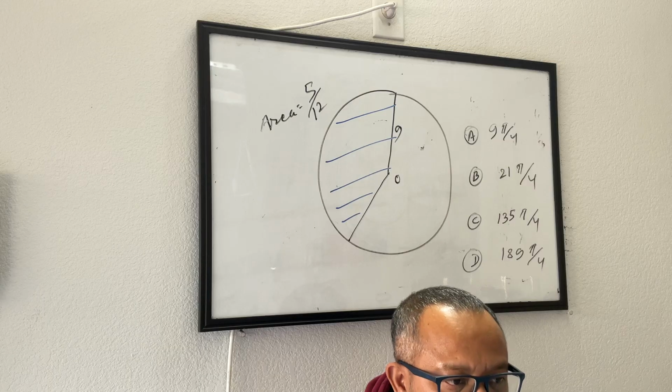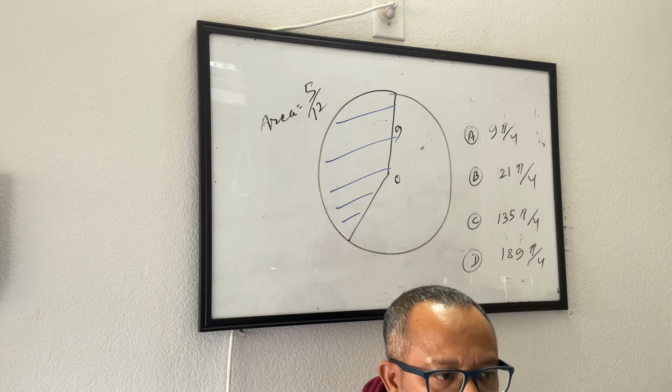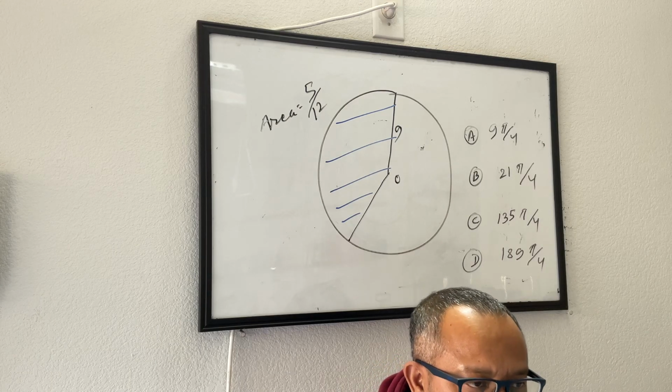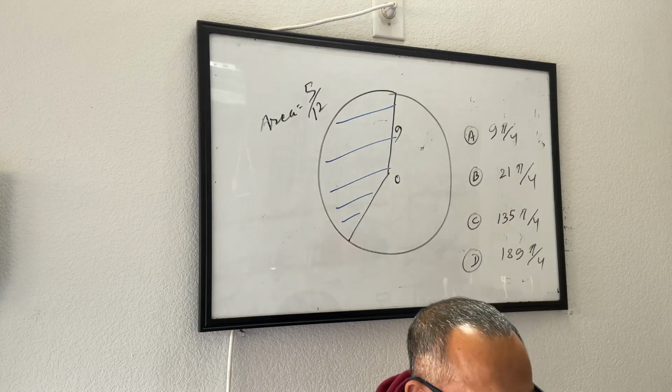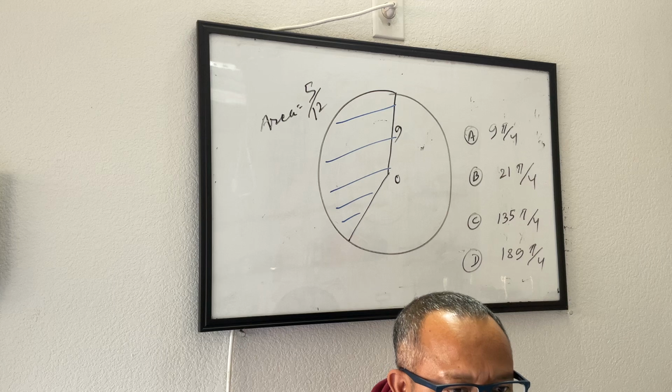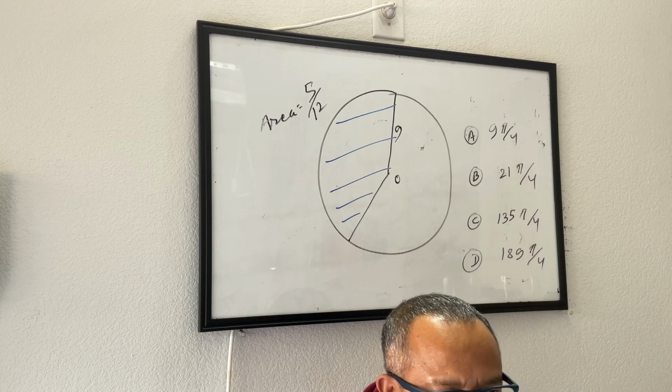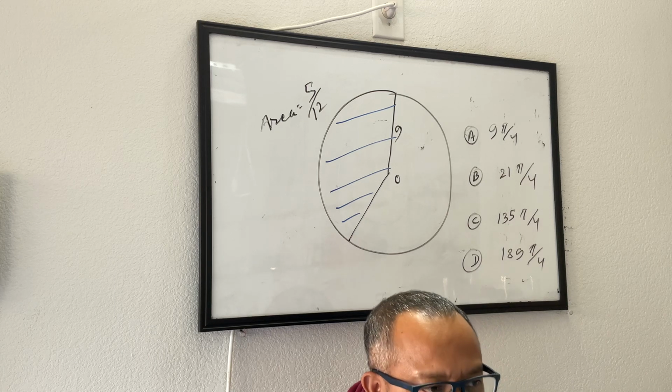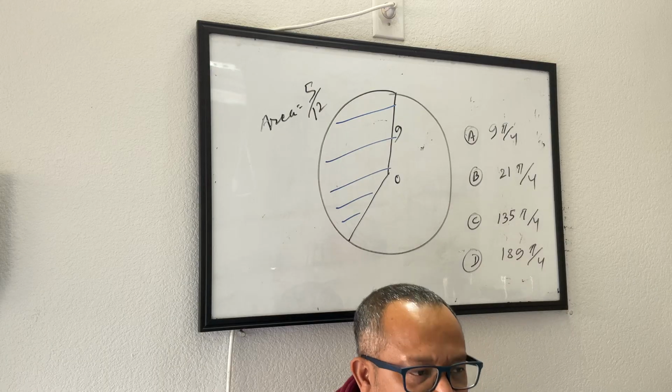Riya, you are trying it, beta? Yanil. We're supposed to find the area of the unshaded area? Yep. So, and 5 over 12 is the area of the shaded one. Yep. Okay.